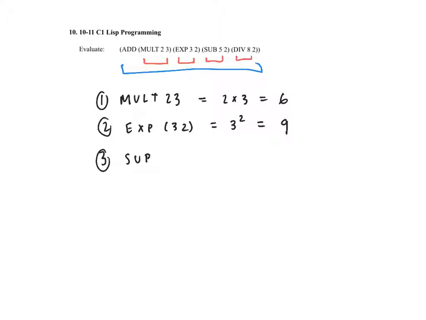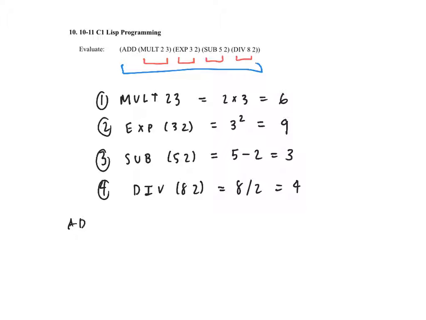Sub 5-2 is saying subtract 2 from 5, which is 3. And finally, div 8-2 is saying divide 8 by 2, which is 4. So now I'm going to rewrite the problem with these numbers to organize myself.